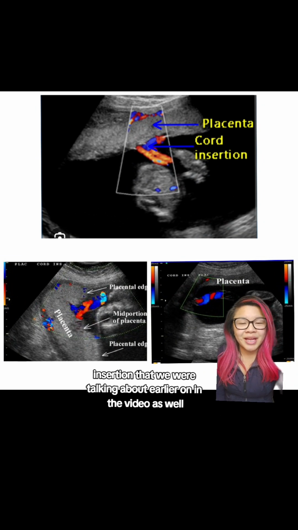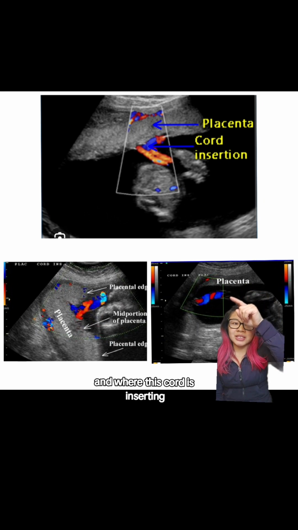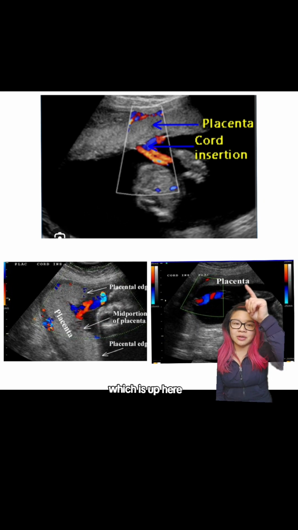And finally, this is the velamentous cord insertion that we were talking about earlier on in the video as well. Here you can see the placenta is this structure all up here. And where this cord is inserting, it is not in the placenta, which is up here. It is actually inserting beside the placenta. So again, that is inserting into baby's membranes instead of the placenta.